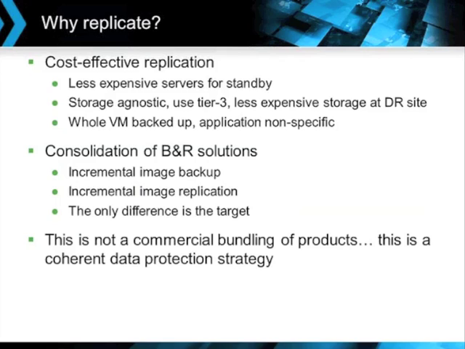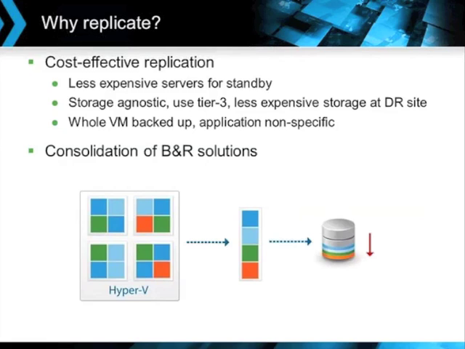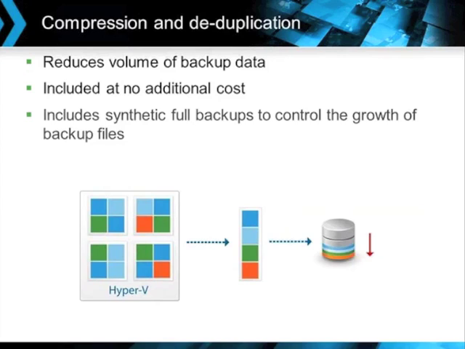Cost-effective replication, less expensive servers for standby, storage agnostic using Tier 3, less expensive storage at DR sites, whole VMware backup application, and it's non-specific, okay? Compression and deduplication reduce the volume of backups and data, included at no additional cost, and include synthetic full backups to control the growth of backup files.